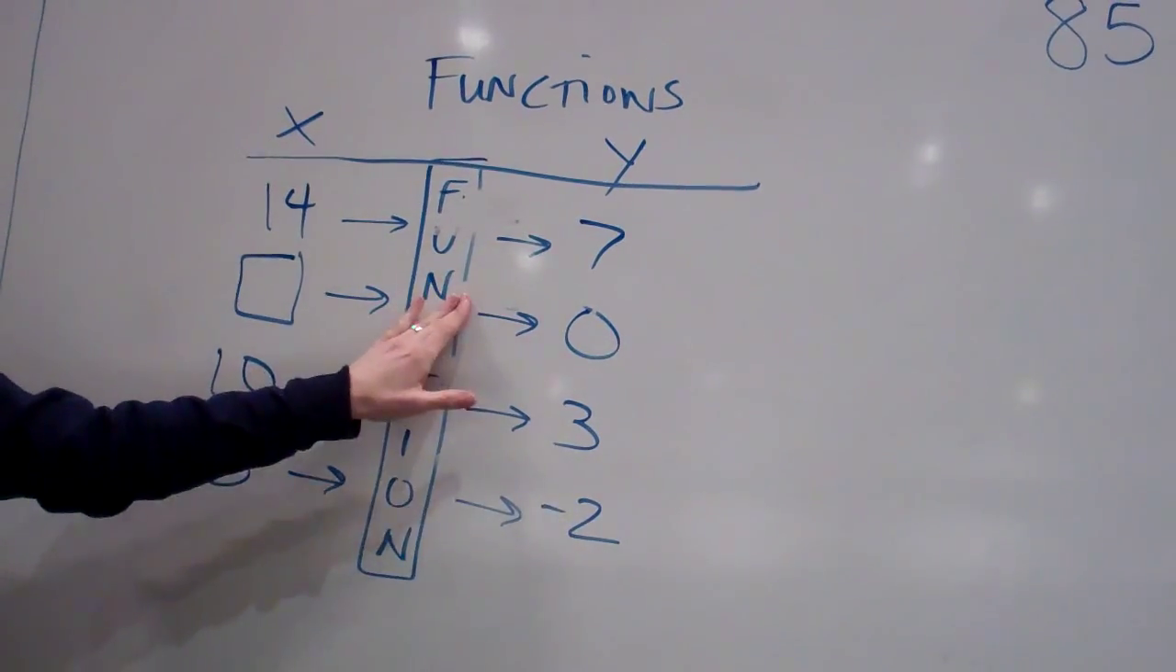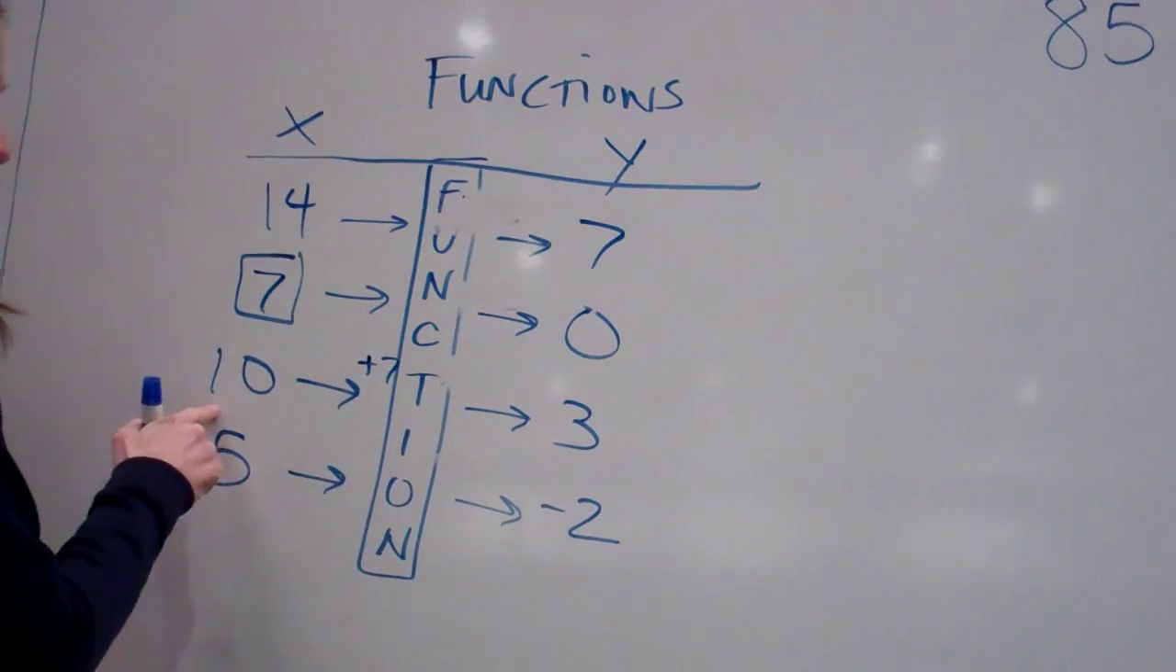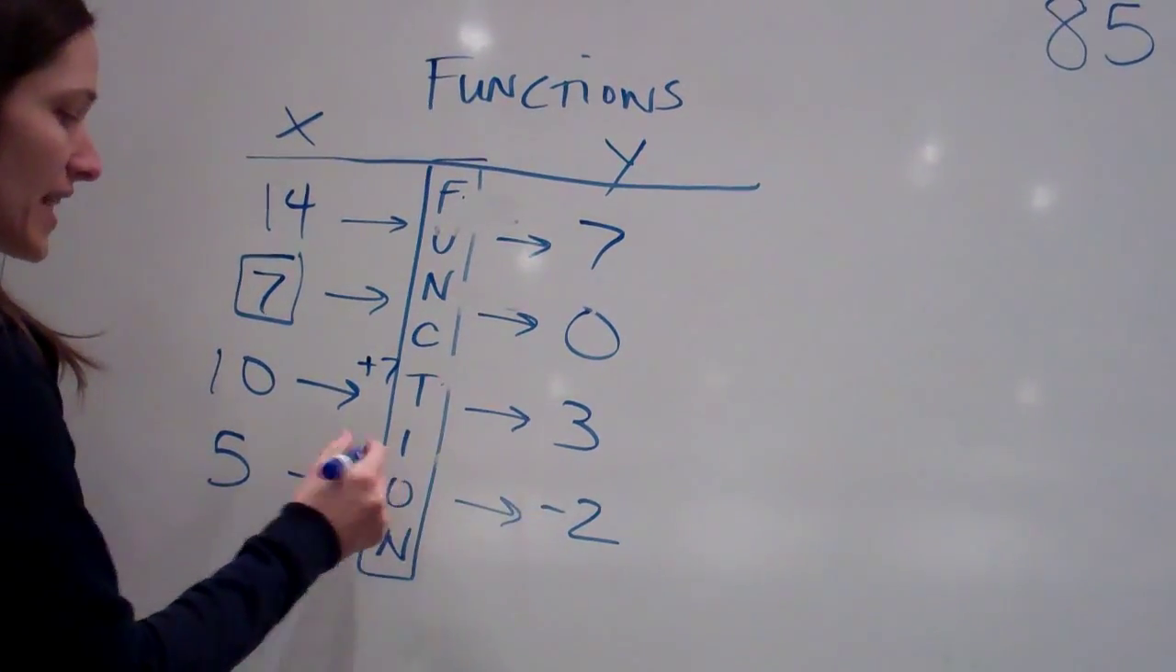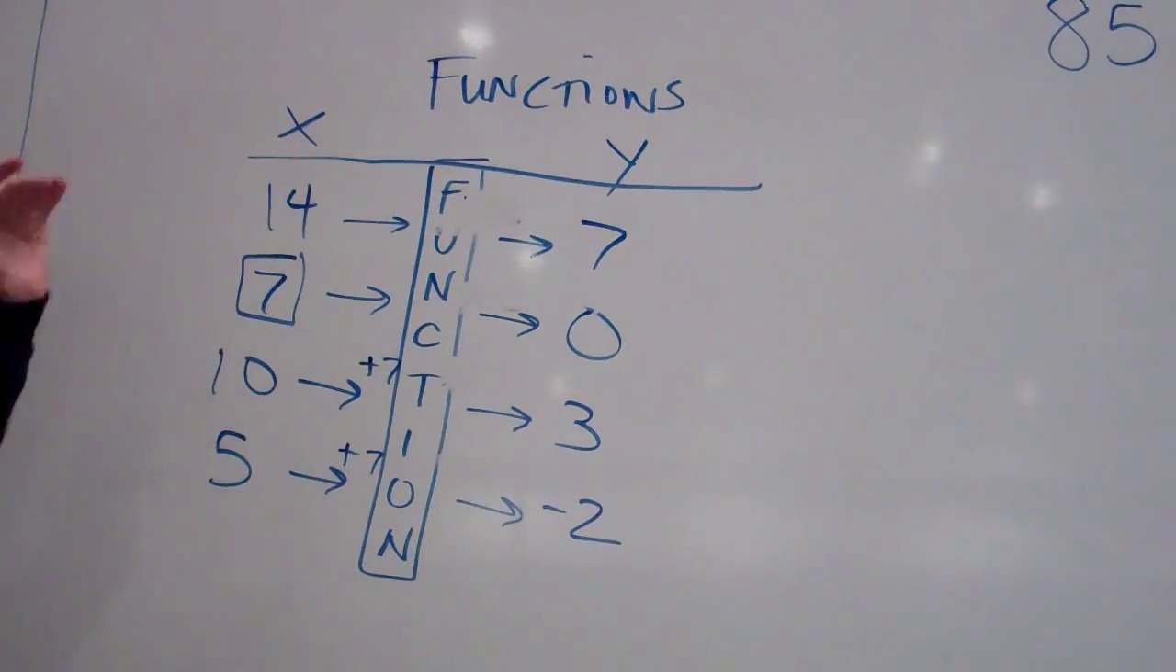0 plus 7 equals 7. 3 plus 7 equals 10. Negative 2 plus 7 equals 5. Everybody see how we went from right to left that time? Okay, so you kind of just do which one helps you.